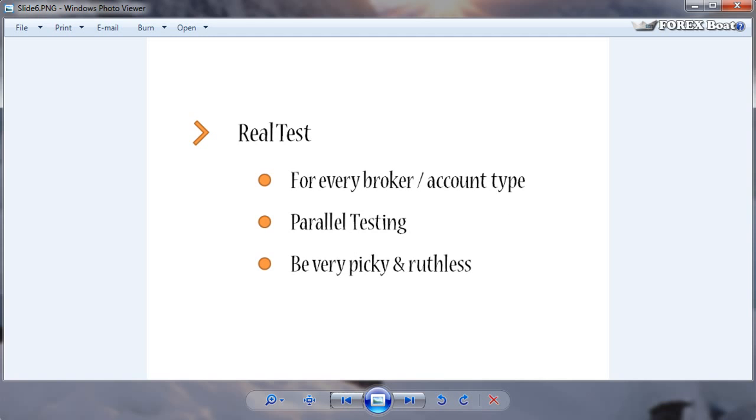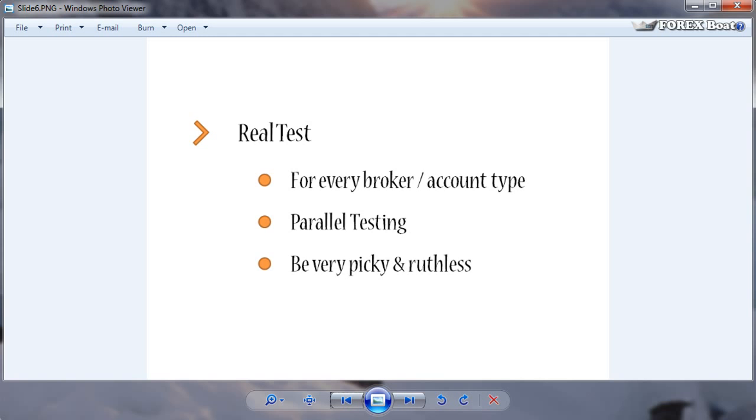Real test. So it's a real mini test. You have to do this for every broker and account type. Whenever you change a broker, or you change even the account type within one broker, you have to first of all check your back test and forward test like we did, just to make sure that they are more or less aligned with what you saw on the demo account.